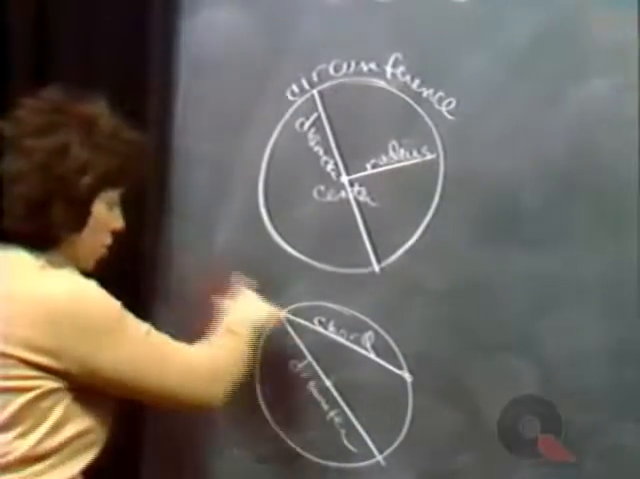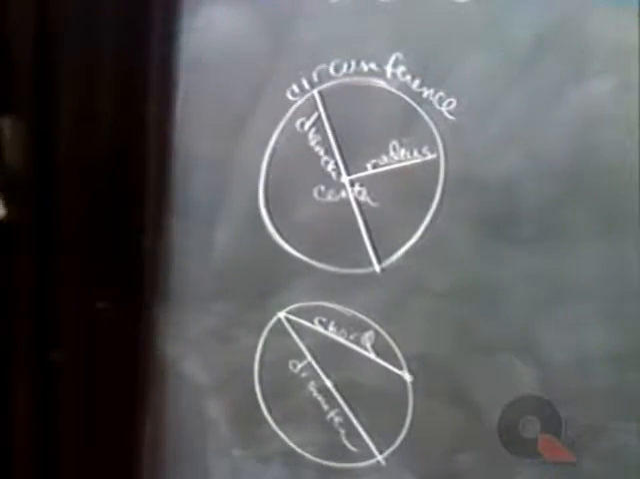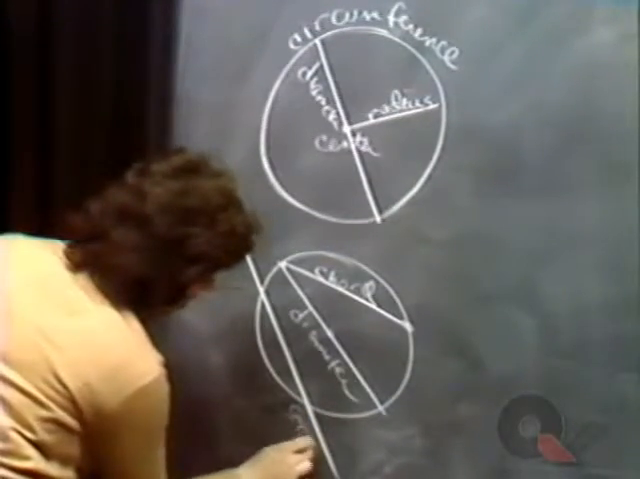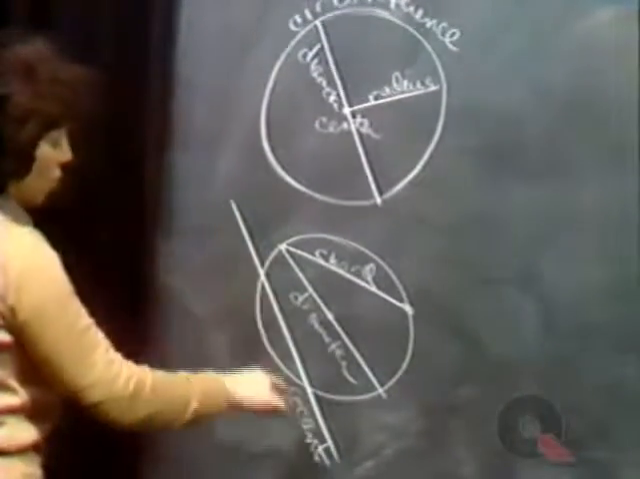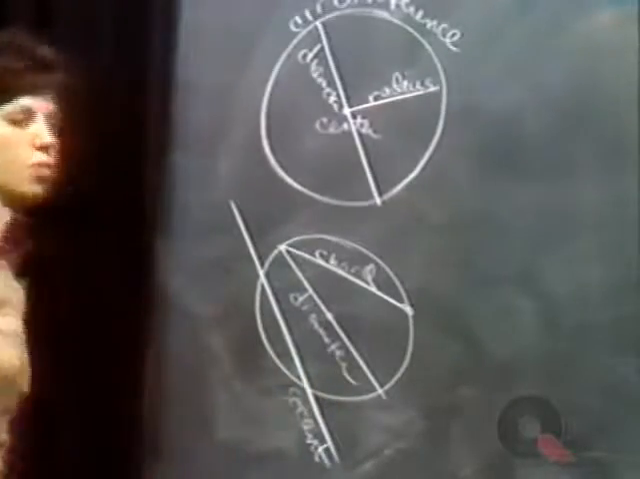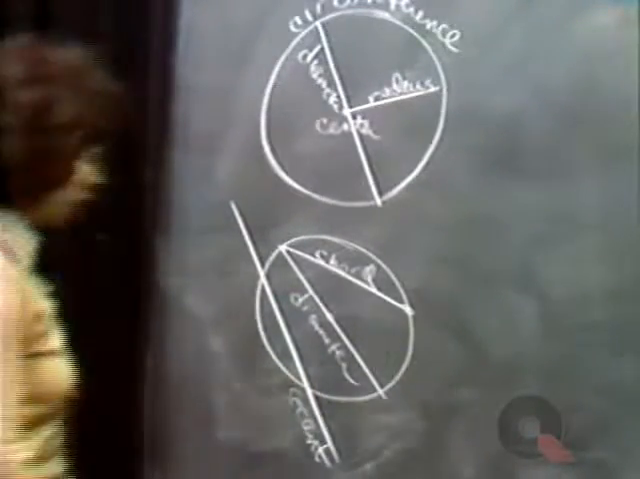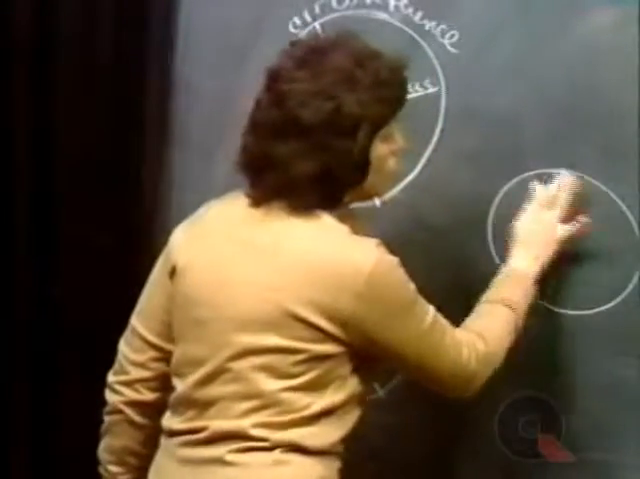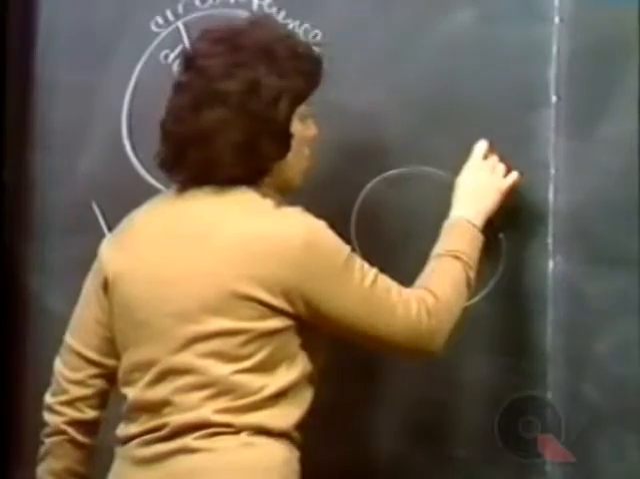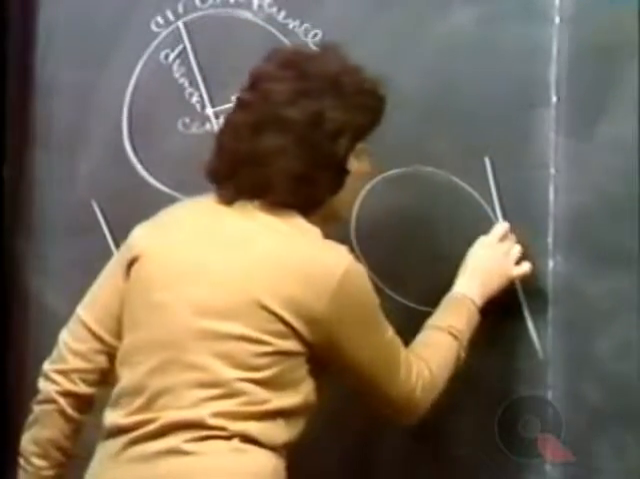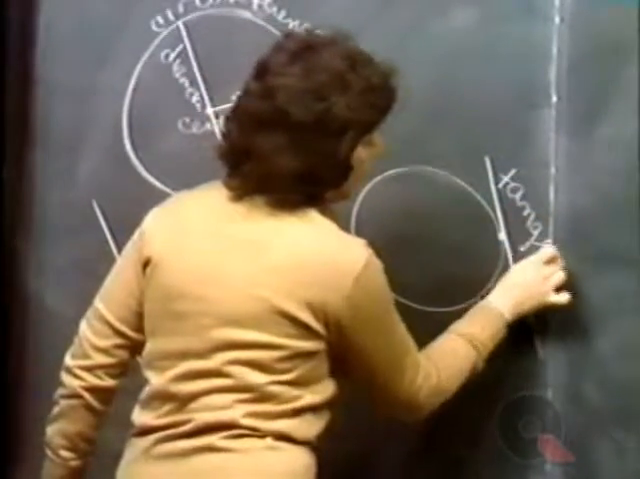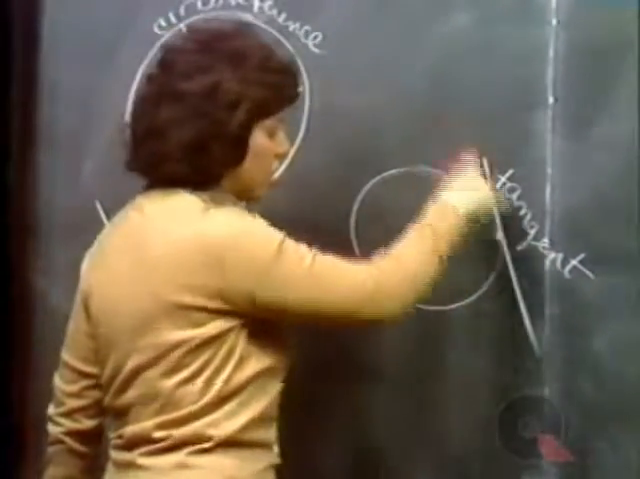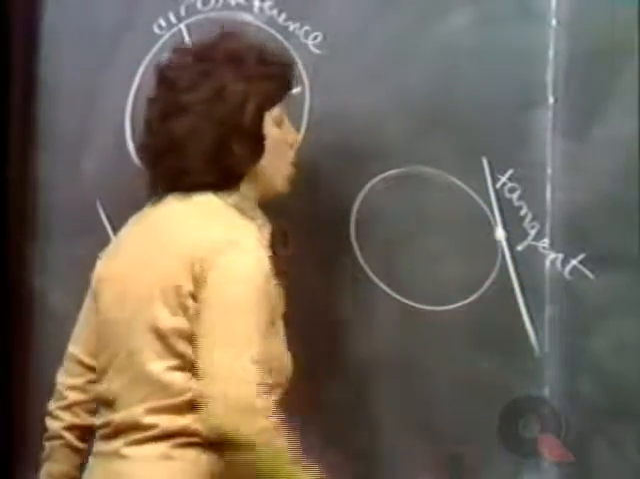An extended chord, or a line which cuts the circle in 2 points, is known as a secant. You can think of it as either an extended chord or a line that cuts the circle in 2 points. A line which cuts the circle in exactly 1 point is called a tangent. A tangent line is a line which touches the circle at exactly 1 point.